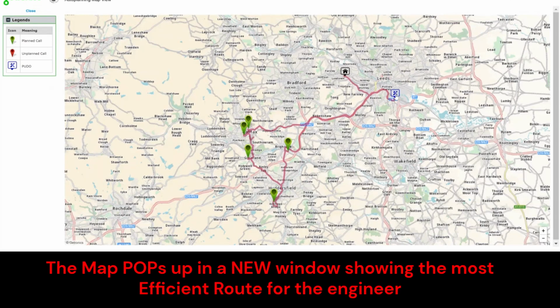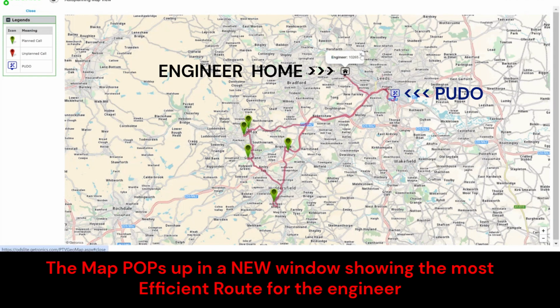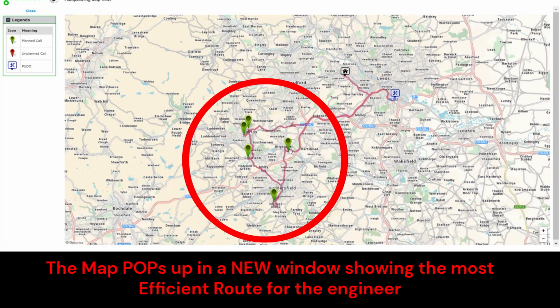You say that, believe me, your views will change once you use auto planning. So the X on this side here, or the little tools, should I say? If you click on that, that tells you that it's the Pudo. That's where the Pudo is, so that's where they're going to collect the parts from. The home is obviously where he lives. And the line will indicate the engineer is going to be going to the first call, number 1, 2, 3.